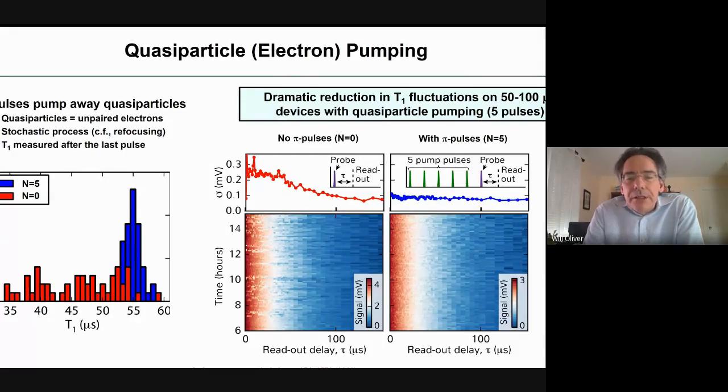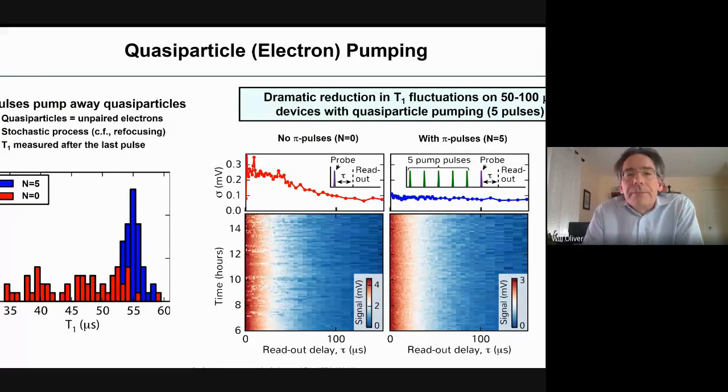And on the right, you can see, again, 0 versus 5 pre-pulses, and there you're seeing basically the T1 traces in the color plots. And you can see the left one looks quite noisy, but the right one looks quite clean. And if we take vertical slices of the standard deviation from trial to trial, you can see the red one, again, is quite noisy, but the blue one is essentially flat. So this looked like a good way to at least pump away quasiparticles to get them out of the way.